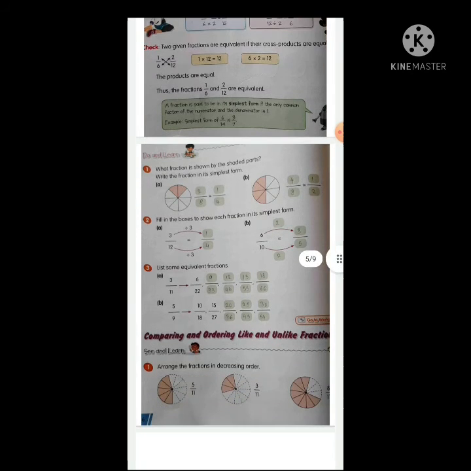The fraction is said to be in its simplest form if the only common factor of the numerator and the denominator is 1. Now see the next, we will see some. See here, do and learn. What fraction is shown by the shaded part? Write the fraction in its simplest form. What portion is shown? Shaded part.